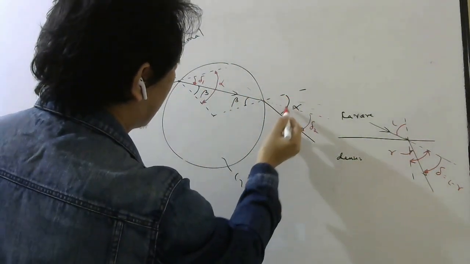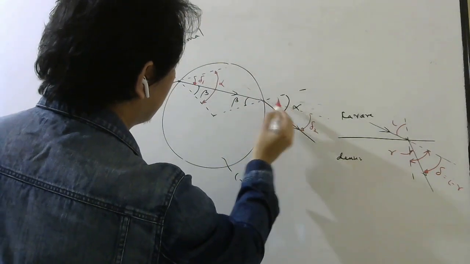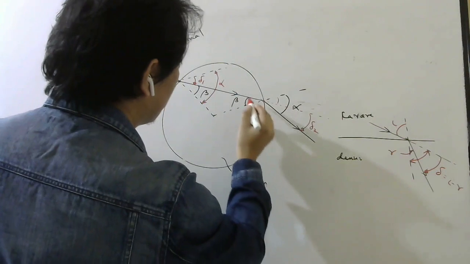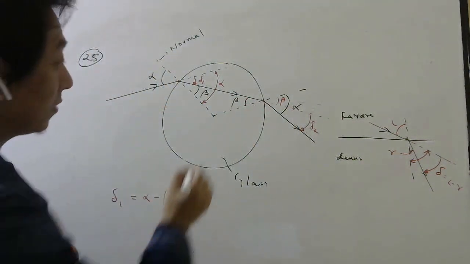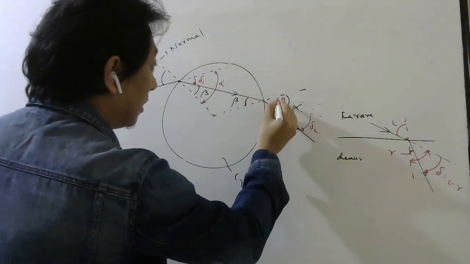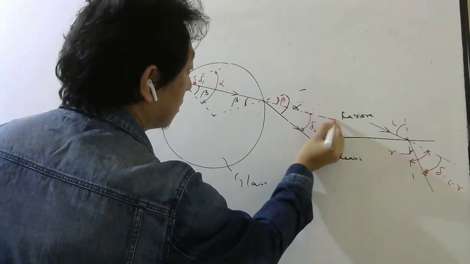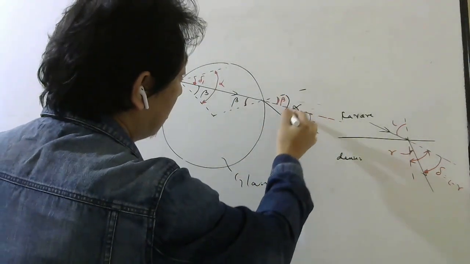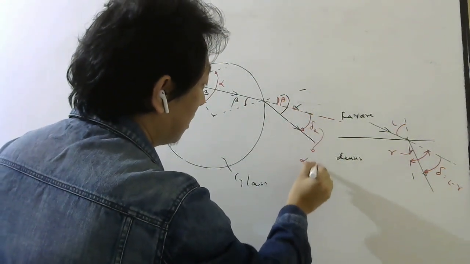Now if this is alpha, and if this is beta, this is beta. No need to extend this. This is the extension. So if this is beta, vertically opposite will also be beta. So out of this much alpha, this much is beta. So the remaining should be alpha minus beta.